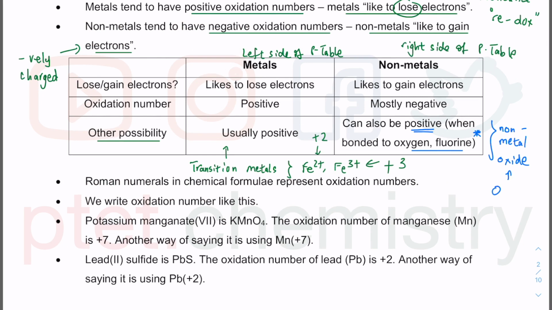So the oxygen is going to be -2. That means the oxidation number of oxygen is -2. Instead of writing it in words, we just write O, which is the symbol for oxygen, bracket -2. It means the oxidation number of oxygen is -2, because oxygen really wants to gain 2 electrons to complete its outer shell. As I mentioned earlier, also in the syllabus, Roman numerals represent oxidation number.